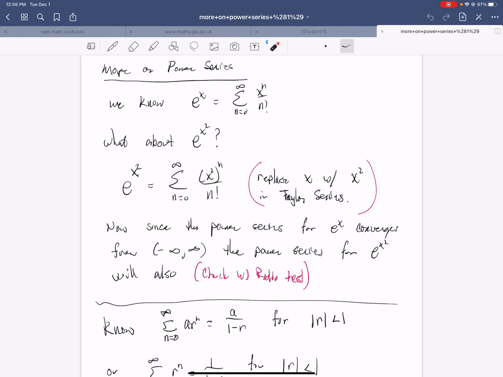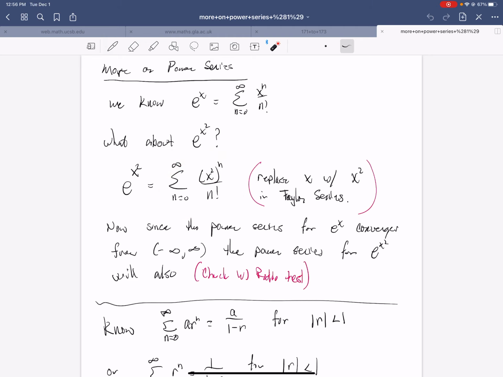We should know by now that this is the Taylor Series for e to the x centered at 0. Now, what if we wanted one for e to the x squared? Well, I know that e to the x squared is nothing more than e to the x, where I replace x with x squared. You can see it's right here. And so all I did was where the x is, I replaced it with x squared, and then I just figure out what that is.